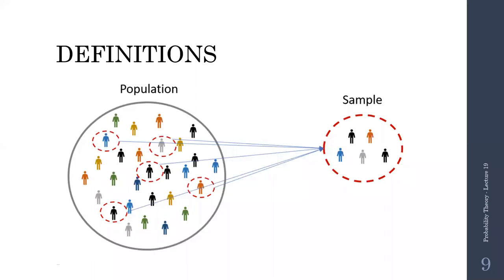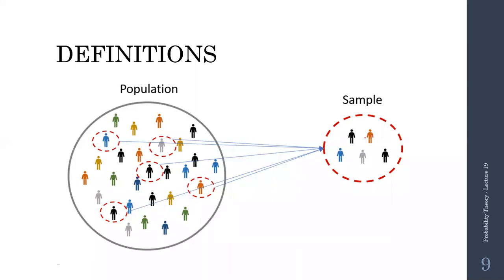Here's the graph of population and sample. You can understand, if we talk about the population of Uzbekistan, we can say 35 million people here, and the sample will be something like 1,000 or 500. So population is all the members, and the sample is randomly selected members. We select randomly.